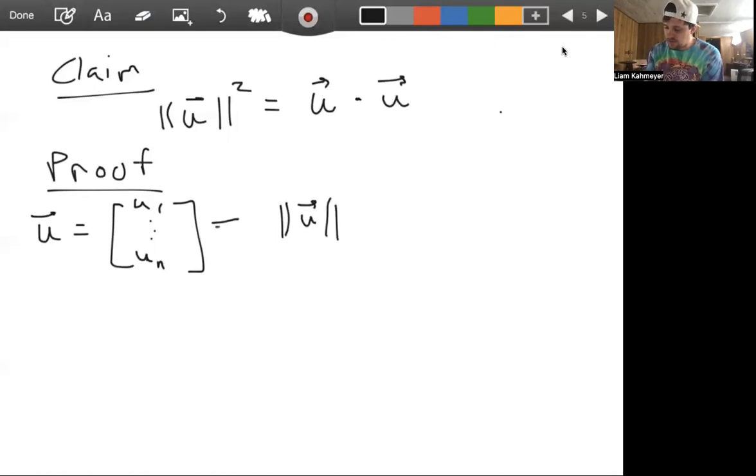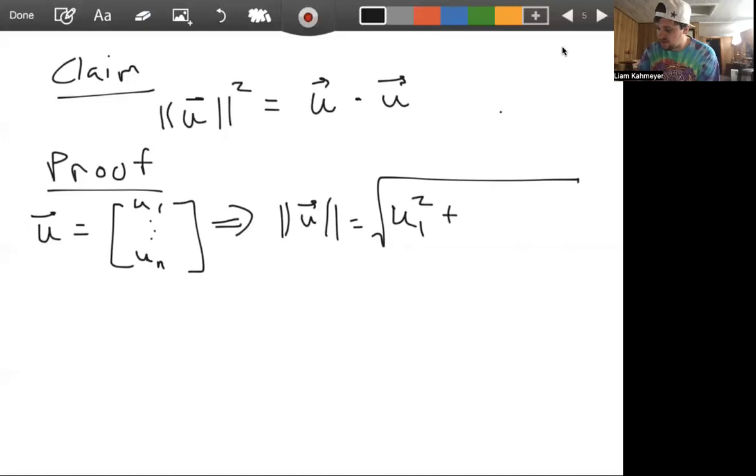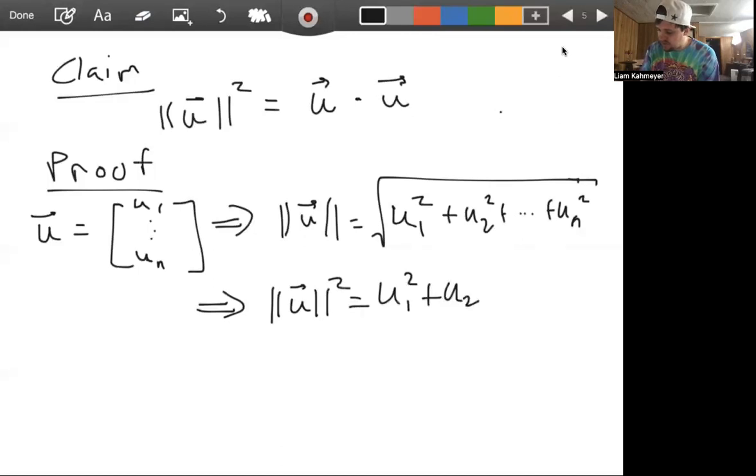The magnitude of u is the square root of the sum of the components squared. So we have u1 squared plus u2 squared plus etc., plus un squared. Well, this would imply that if we square both sides, this gives us that the magnitude squared is u1 squared plus u2 squared plus etc., plus un squared.